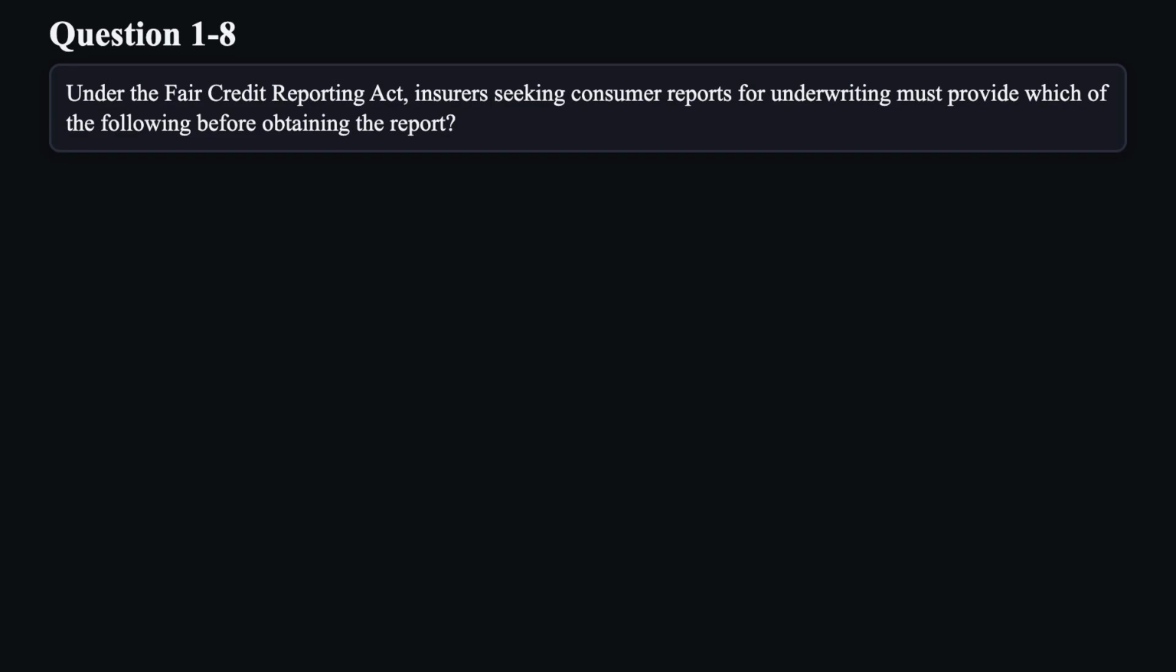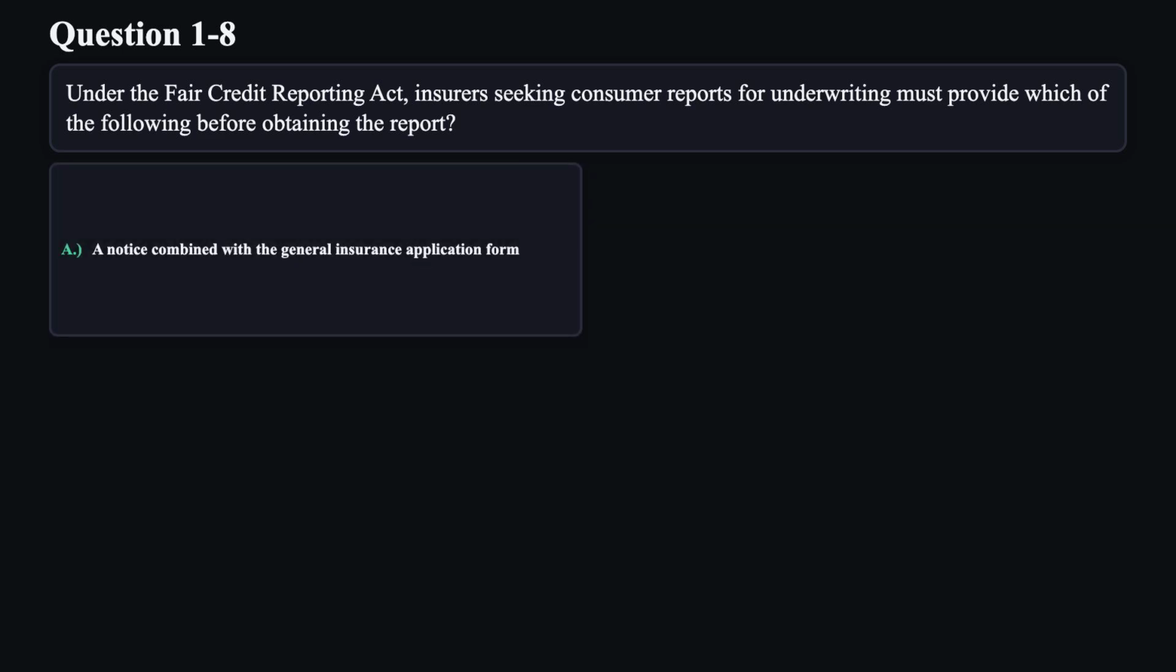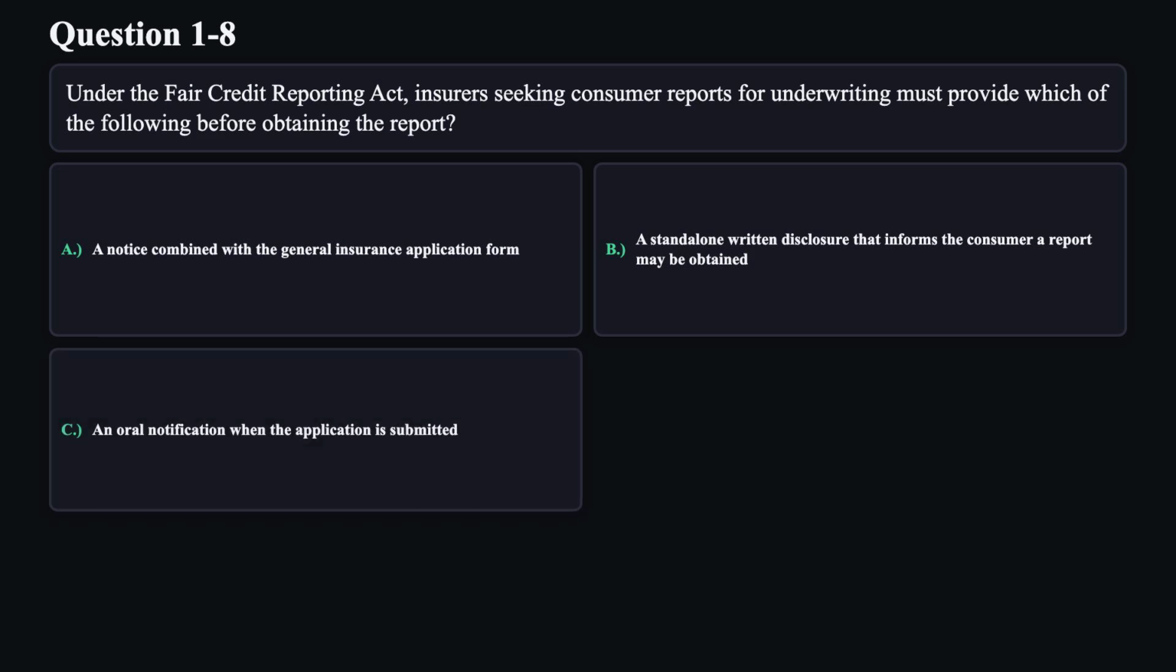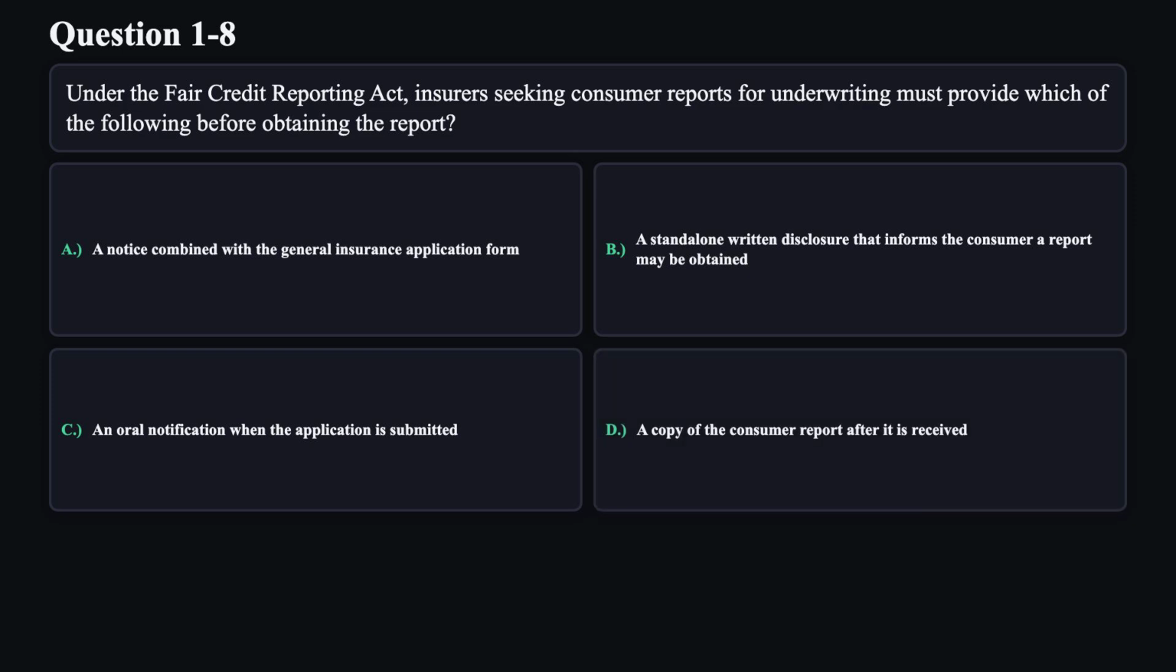Question 8. Under the Fair Credit Reporting Act, insurers seeking consumer reports for underwriting must provide which of the following before obtaining the report? A. A notice combined with a general insurance application form. B. A standalone written disclosure that informs the consumer a report may be obtained. C. An oral notification when the application is submitted. D. A copy of the consumer report after it is received.